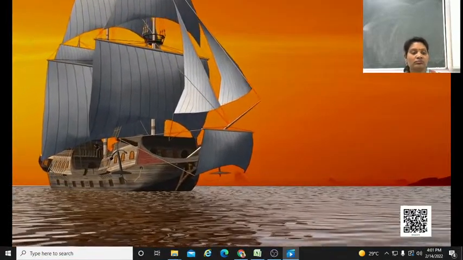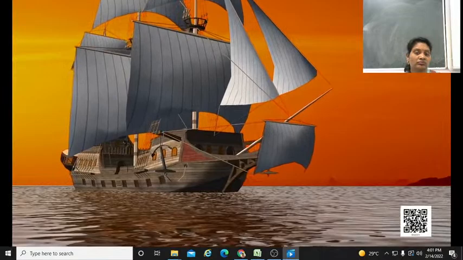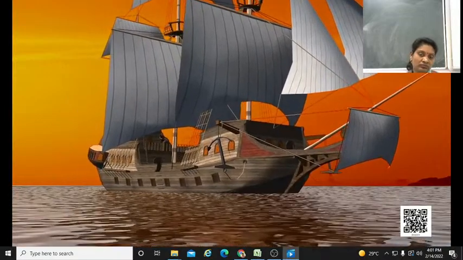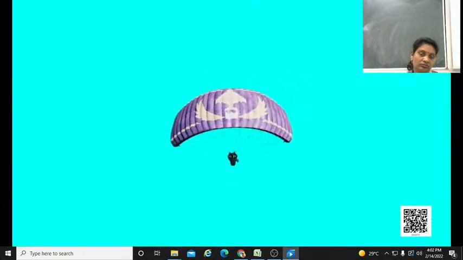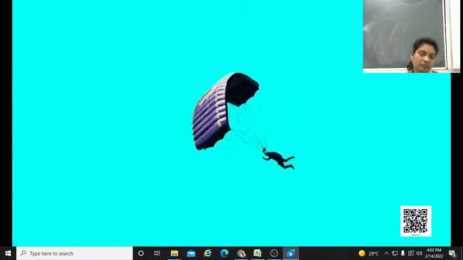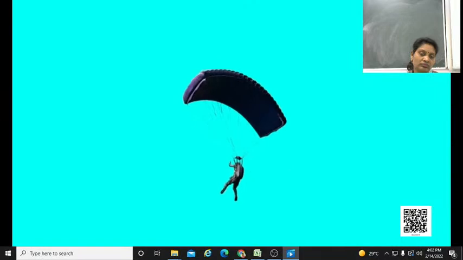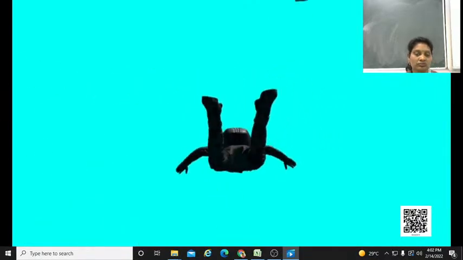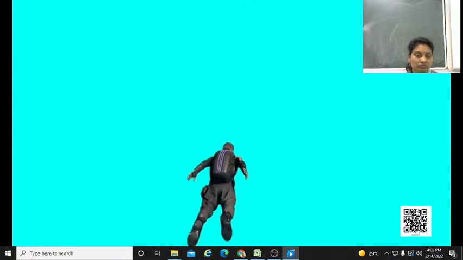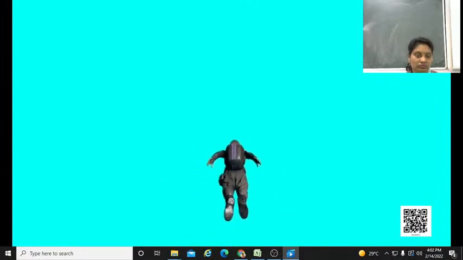You all must have seen the ships. Do you know, children, that air is needed for sailing of these ships in water? Have you ever seen a glider or a parachute flying in the sky? And have you ever seen a person landing on earth from a parachute? They also use air for their movements or activities.